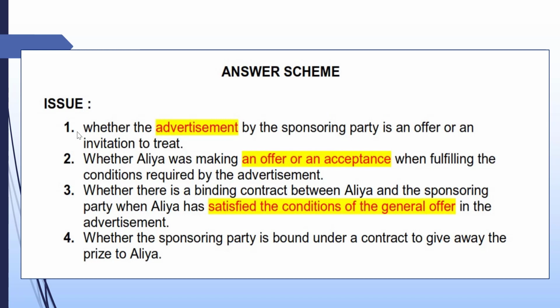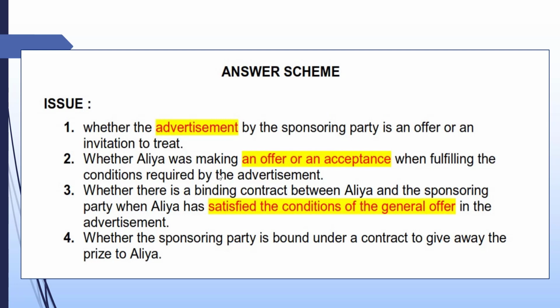So that's why your issue can be written as this: whether the advertisement by the sponsoring party is an offer or an invitation to trade, because we want to determine whether the advertisement by the sponsoring party is an offer or an invitation to trade. And the second issue is whether Alia was making an offer or an acceptance when fulfilling the conditions required by the advertisement.